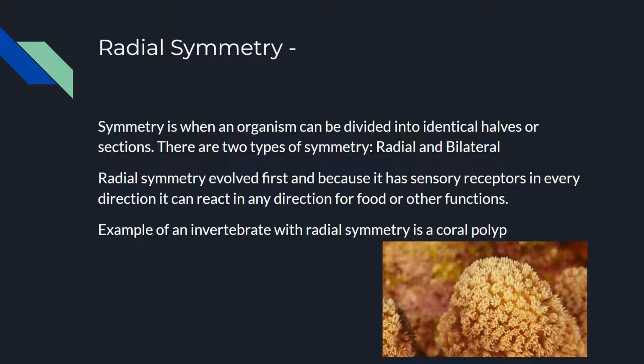And the next is radial symmetry. There's two different types of symmetry. There's bilateral, which is two identical halves, or radial, which is identical sections. Radial, like circle, is how I think about it. Radial symmetry evolved first, and it has sensory receptors in every direction, which allows the organism to react to food or defense in all directions. But the problem with it is that they don't have very precise movement as a result of it. A good example of this would be a coral polyp.